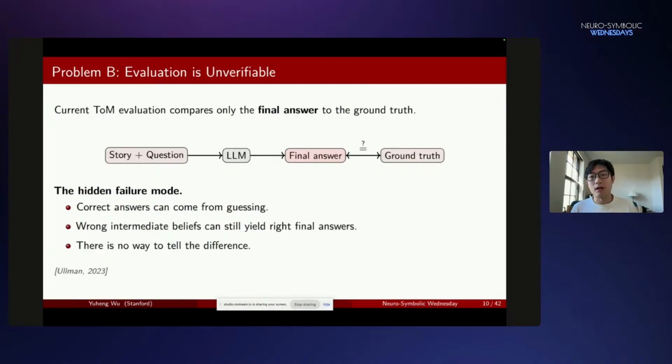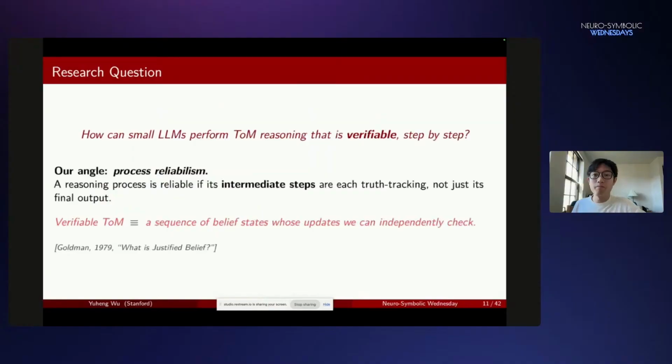And the second problem is about evaluation, right? Current state of mind evaluation compares only the final answer to the ground truth. So a correct answer can come from guessing, and wrong intermediate beliefs can still yield right final answers. And there's no way to tell the difference. Is it a guess or is it true reasoning? And of course, we hope this small LM can do verifiable reasoning instead of just a guess. Otherwise, it's not auditable. So this is the second problem: evaluations are unverifiable at this stage.